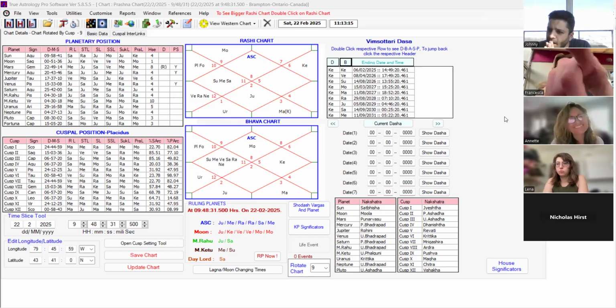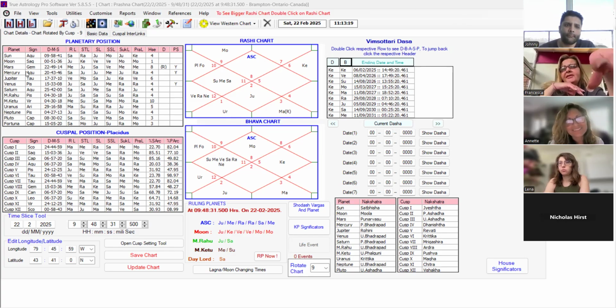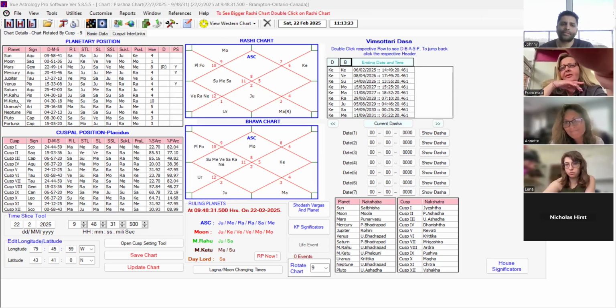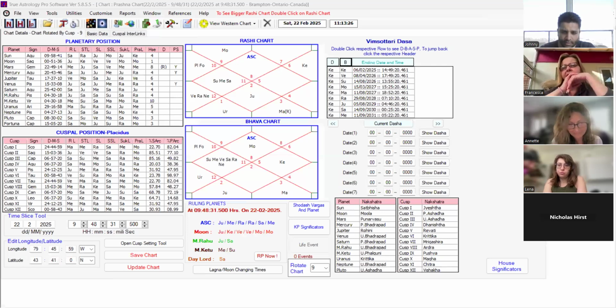What's Fortuna? Looking at the top left box, you've got the Sun, the Moon, Mars, Mercury, Jupiter, Venus, Saturn, Rahu, Ketu. What's Fortuna, the bottom one? Fortuna is not something we use in Vedic astrology much. It's more used in Western astrology. It shows where your point of fortune lies.